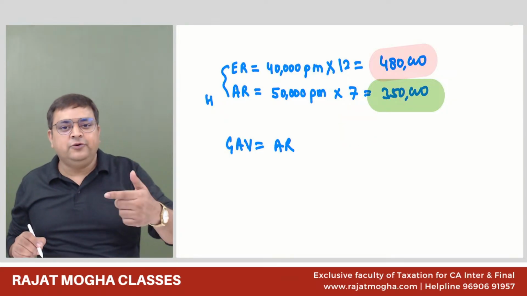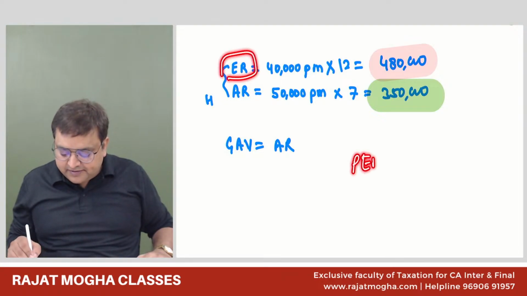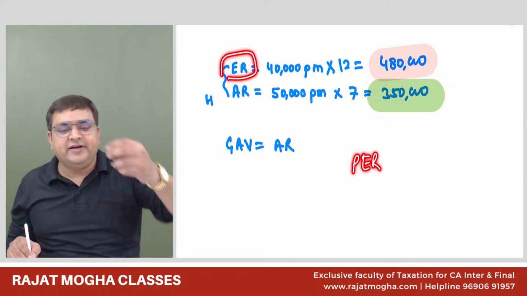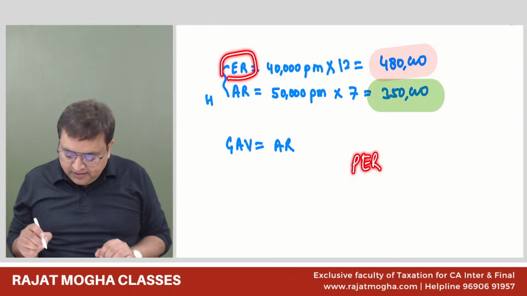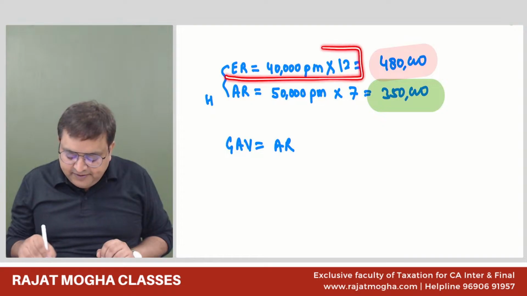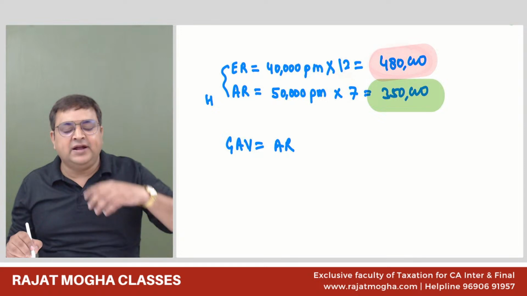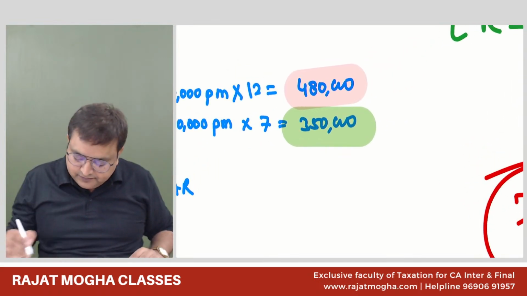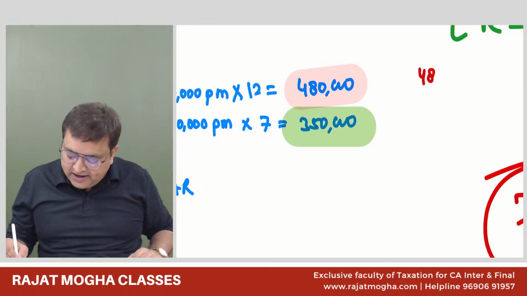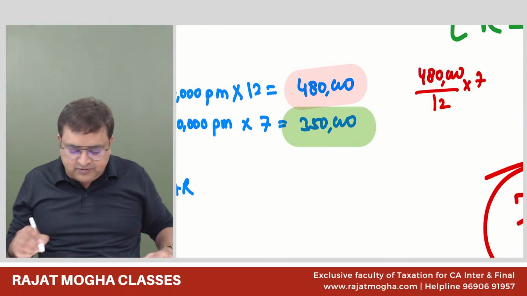So I used to tell you that in this case, compute proportionate expected rent, PER, and subtract the vacancy period. If you subtract the vacancy period, what will you do? Out of this 12 months, 4,80,000 is for the entire 12 months, you will subtract 5 months. So you will get 4,80,000 divided by 12 and subtract those 5 months. So for 7 months, how much will you get?